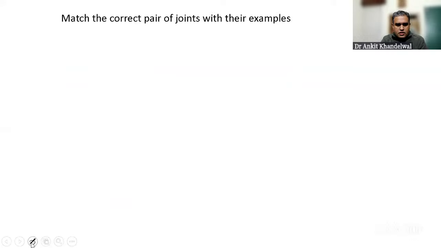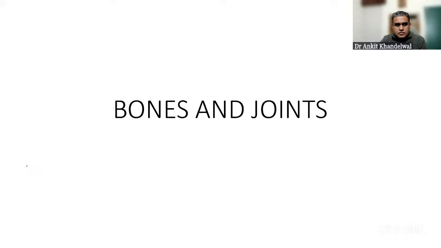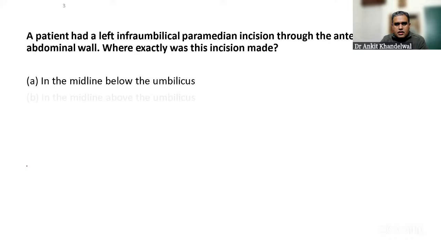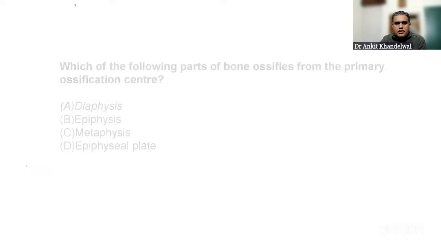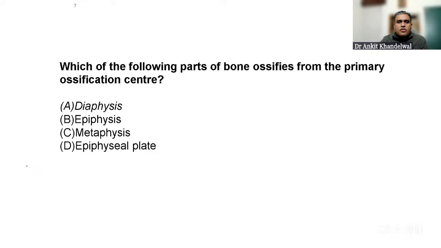Right over here. Okay, so guys, do remember that these are all the things that we need to cover up. I think this we have done. Yes, this also we have done, the flat bone. This also we have done. Yes. Which of the following parts of the bones ossifies from the primary center? I guess we have done, diaphysis was the answer of it.